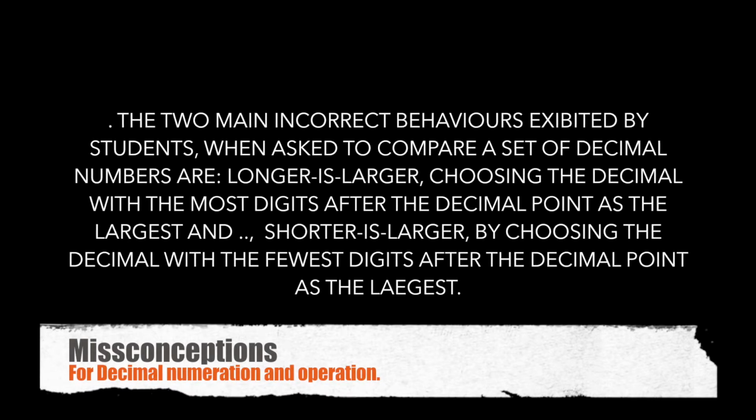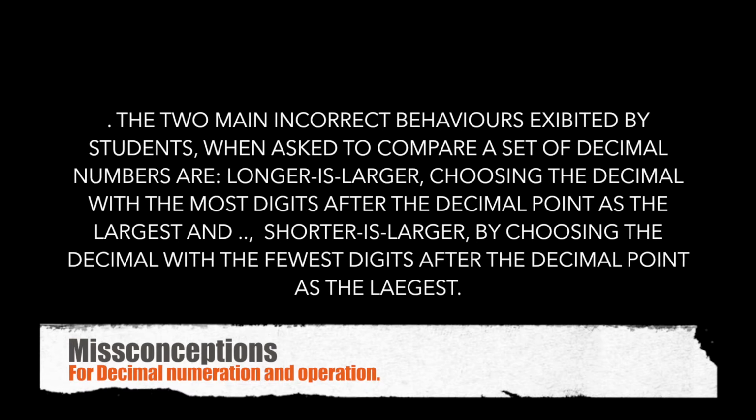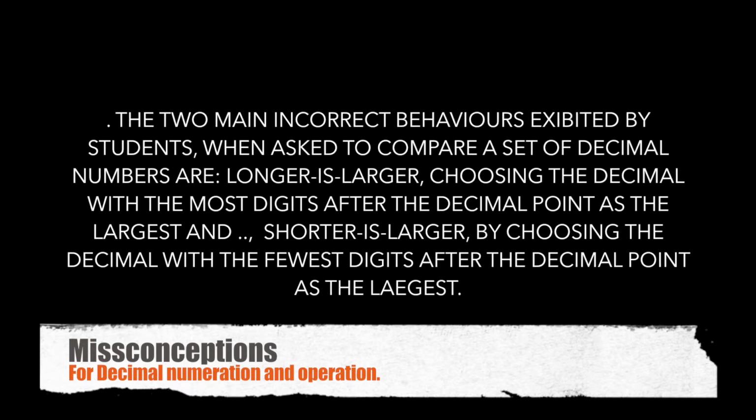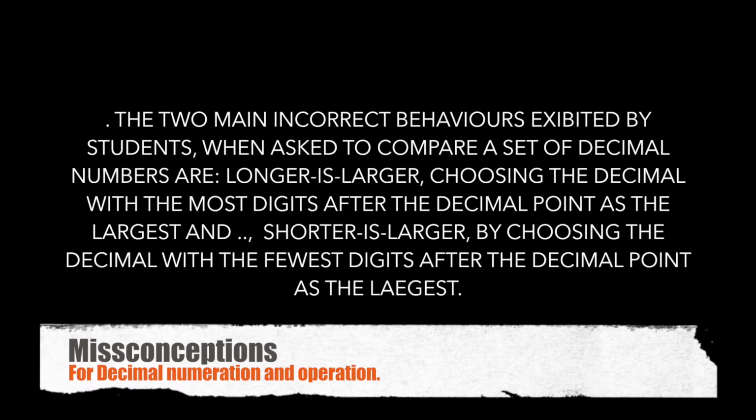So misconceptions. The two main incorrect behaviours exhibited by students when asked to compare a set of decimal numbers are longer is larger, which is choosing the decimal with the most digits after the decimal point as the largest, and shorter is larger, by choosing the decimal with the smallest digits after the decimal point as the largest.